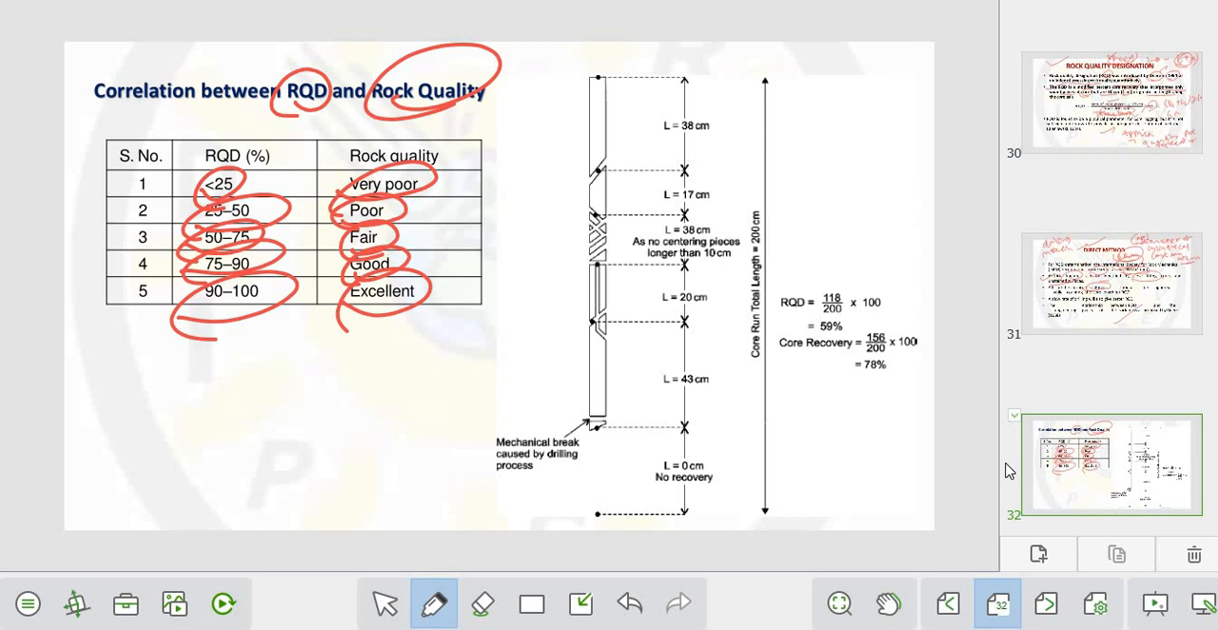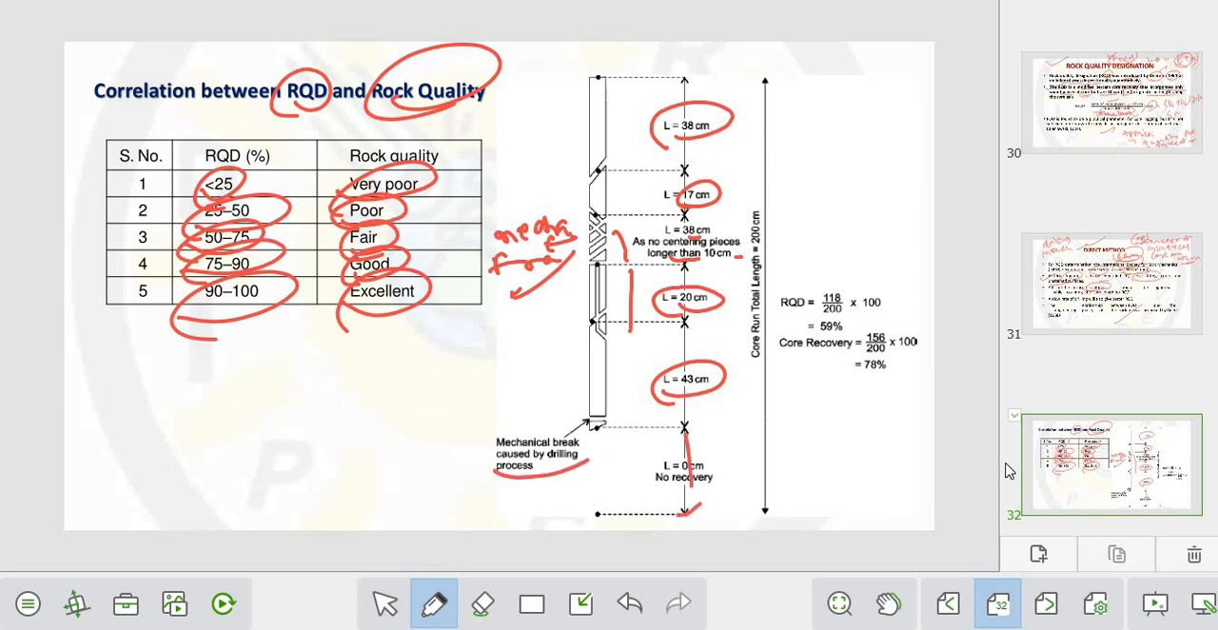See, in between those, there is some formation which is mechanically fractured. It is due to the drilling machine. Okay, the length is 38 centimeter, 17, okay, 38 centimeter. This is not counted as there are no pieces longer than 10 centimeter. Here also, in this formation, the cylindrical core sample is 20 centimeter, 43 centimeter. In this region there is no recovery. See, there is some mechanical break caused by the drilling process.